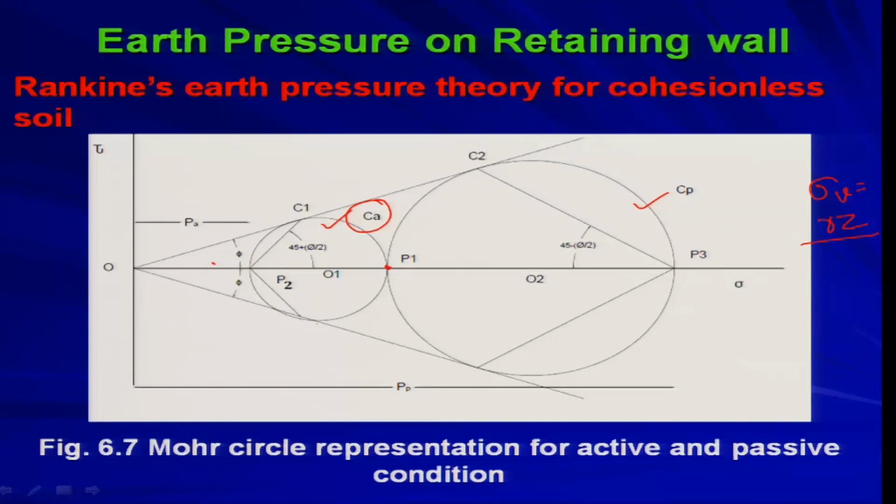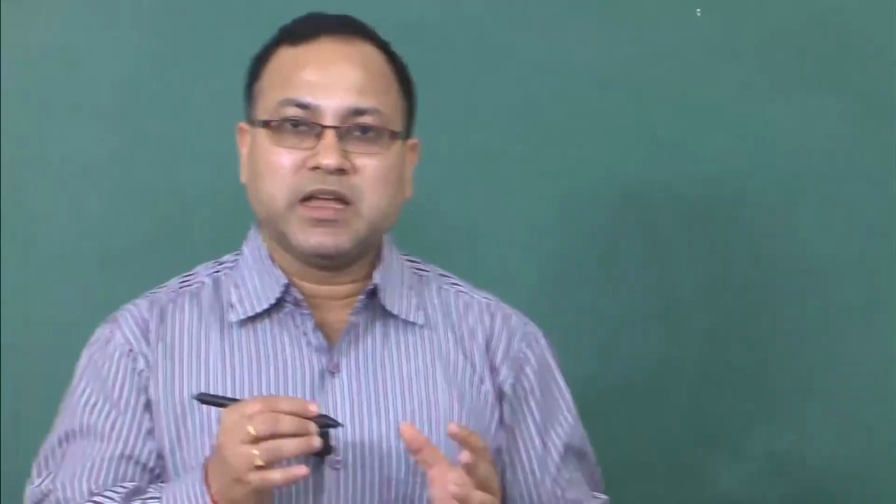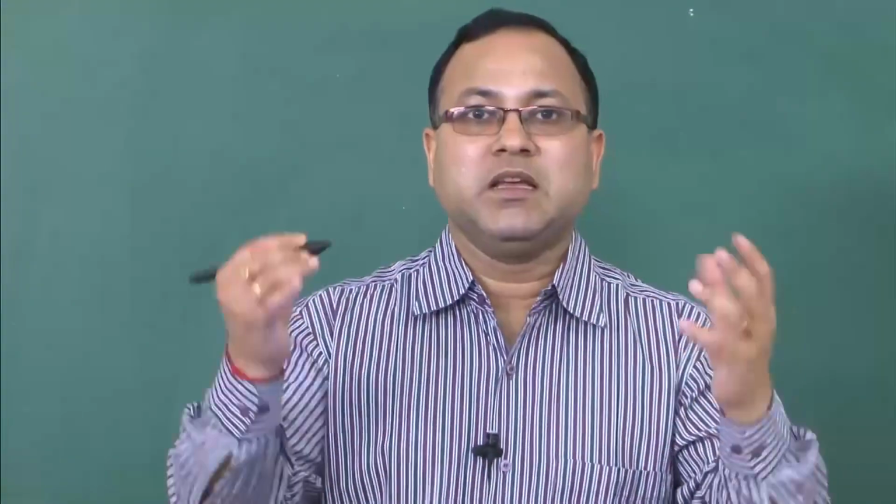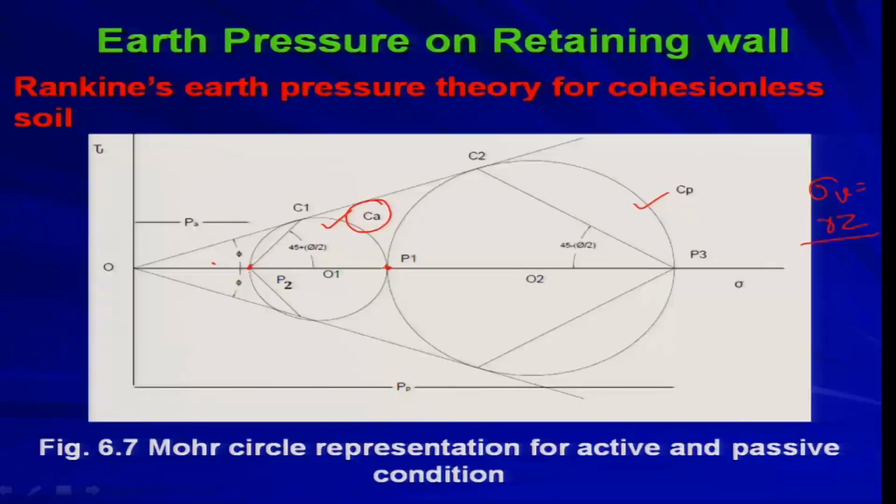This circle is giving you the active state, and this point P2 is nothing but your active earth pressure, that is your minor principal stress. The minor principal stress is nothing but the lateral earth pressure in case of active state, and that is eventually your active earth pressure. Whereas, in case of passive state, this P1 becomes the minor principal stress, whereas this P3 point becomes the major principal stress, which is giving you the lateral pressure, and which is nothing but the passive earth pressure.